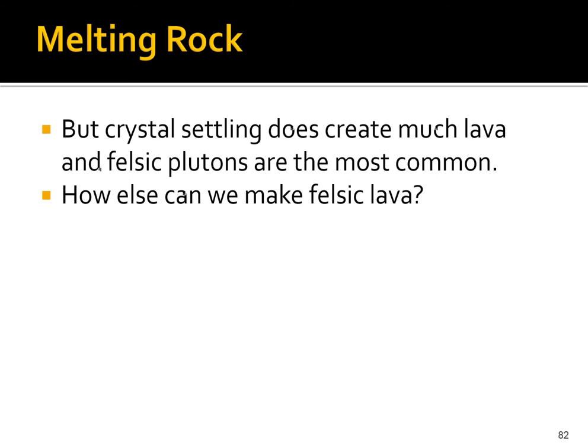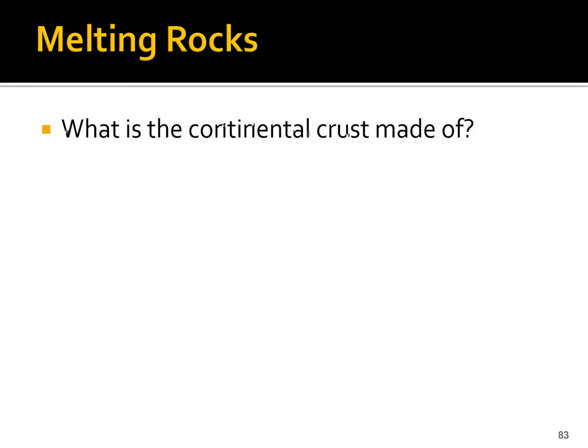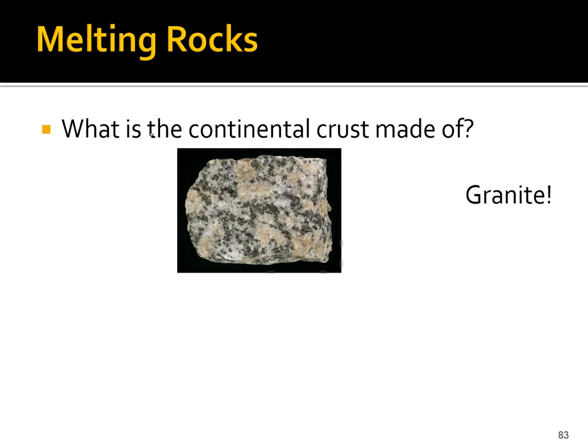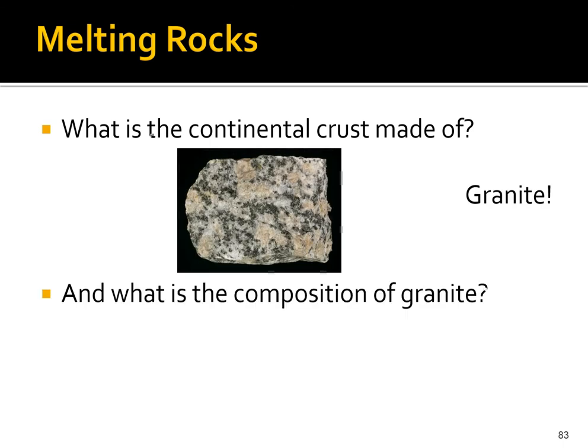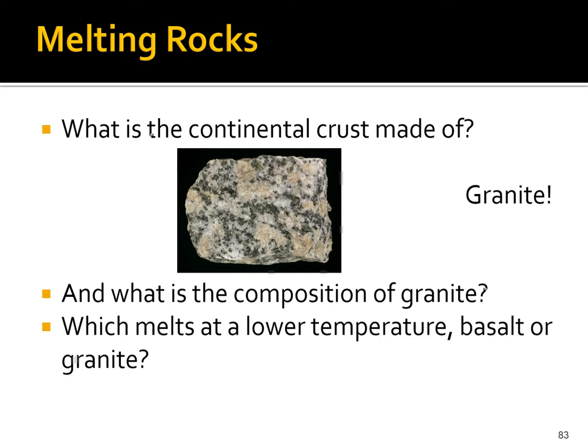All right, but the crystal settling doesn't create much lava that's felsic in composition, and felsic plutons are the most common type of pluton. So how else are you going to get a felsic lava? Well, let's think about this. What is the continental crust made of? Granite. And what's the composition of granite? It's made of quartz and potassium feldspar and a little bit of biotite, a little bit of plagioclase, a little bit of muscovite.